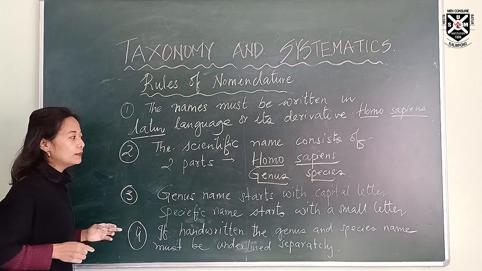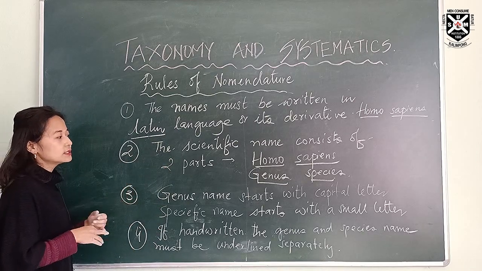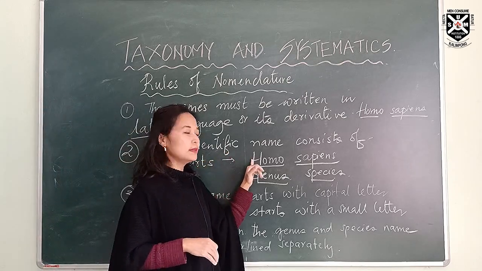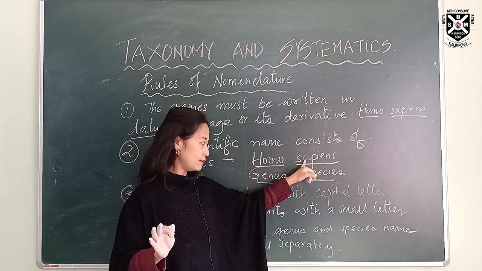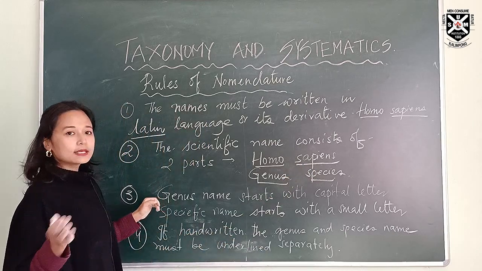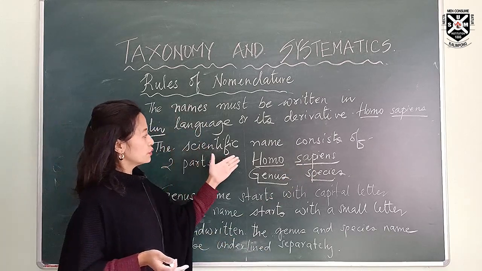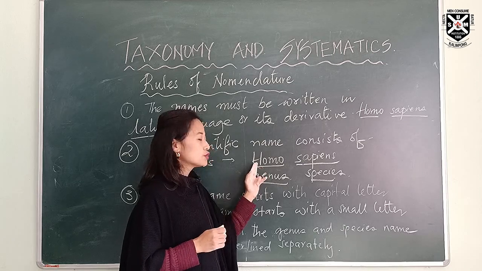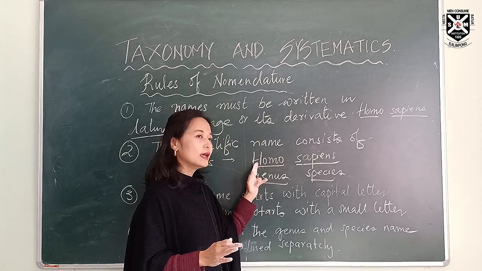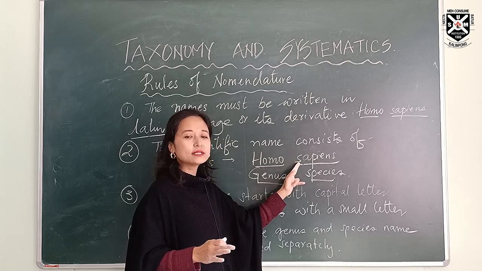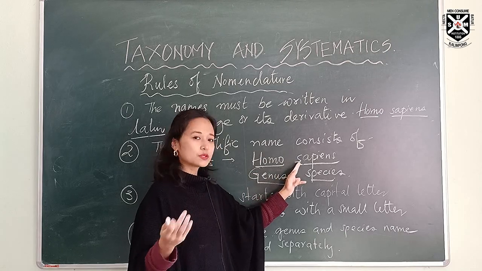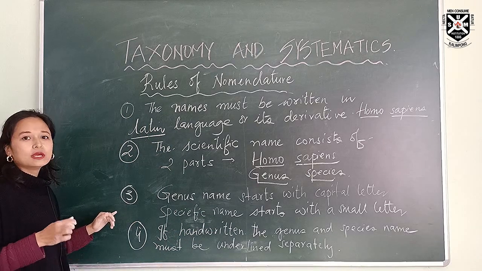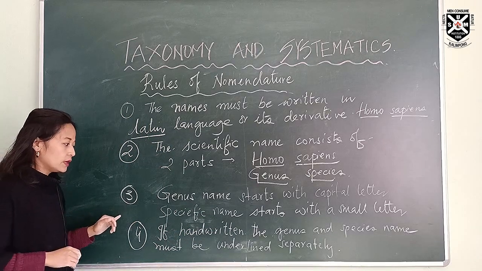Next, the scientific name, again we already discussed this. The scientific name consists of two parts: one is the genus name and the other is the species name. When you look closely, you will see that the genus name always starts with a capital letter, and the species name always starts with a small letter. That is how you write scientific names.